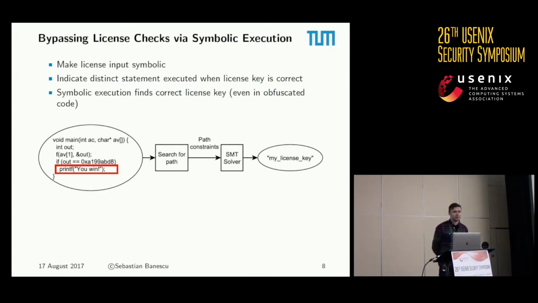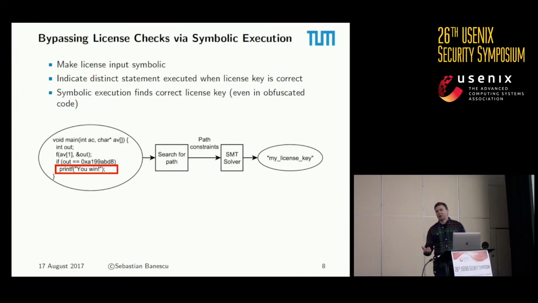So you can bypass license checks by taking an input program as the one shown here, and if you mark the input to this program as symbolic, this program computes a certain function f on the input and provides a certain output which is compared to a constant value, and this simulates a license check. If the license check is passed, then your game starts or you have access, and this is symbolized here by printing you win. Now, you input this program to a symbolic executor, and it searches for the path that would get you to this printf statement, you win.